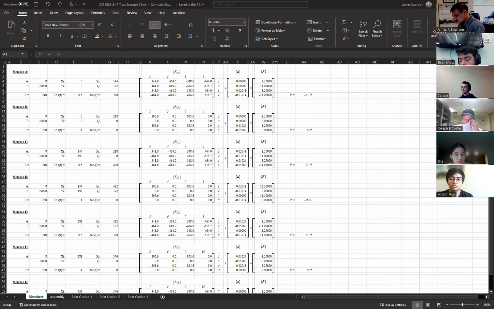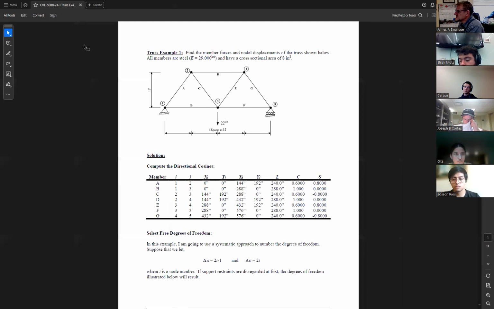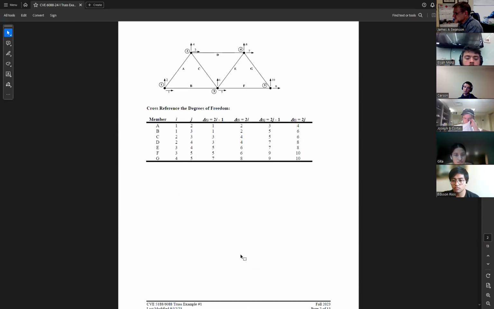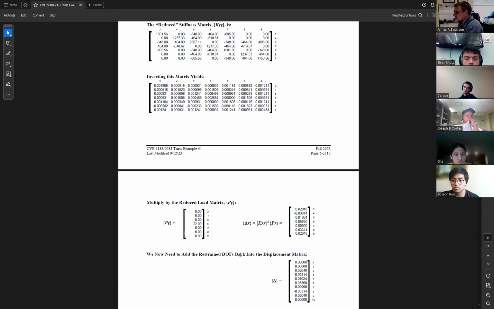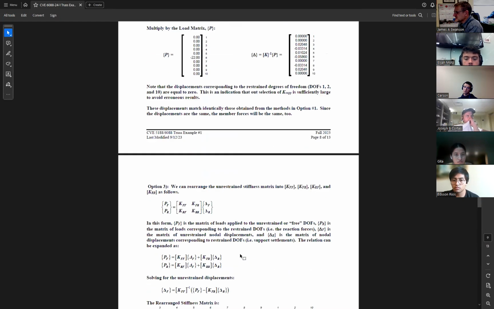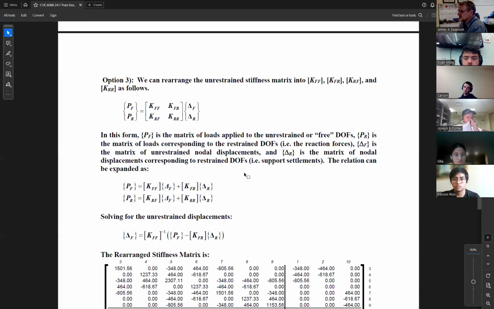Here we go. All right, so recall that we're looking at this truss here. It has 5 nodes and 7 members. For that third process, we're going to go through a series of matrix operations where we reorder and partition the matrix. This is the series of matrix operations that we go through. We're going to break the stiffness matrix K into the free-free matrix, the free-restrained matrix, the restrained-free matrix, and then the restrained-restrained matrix.